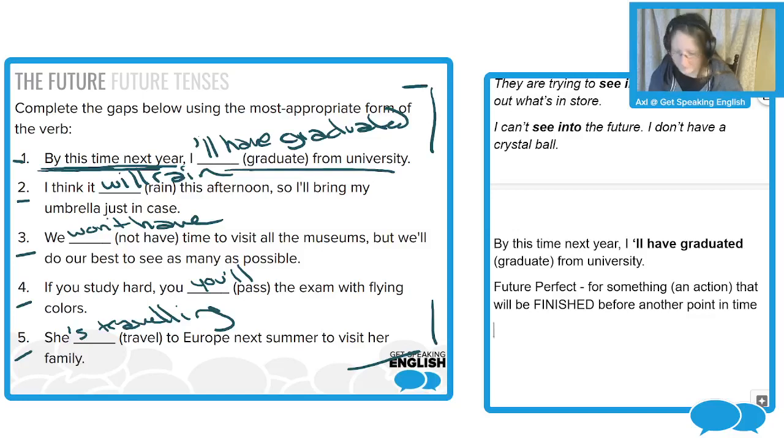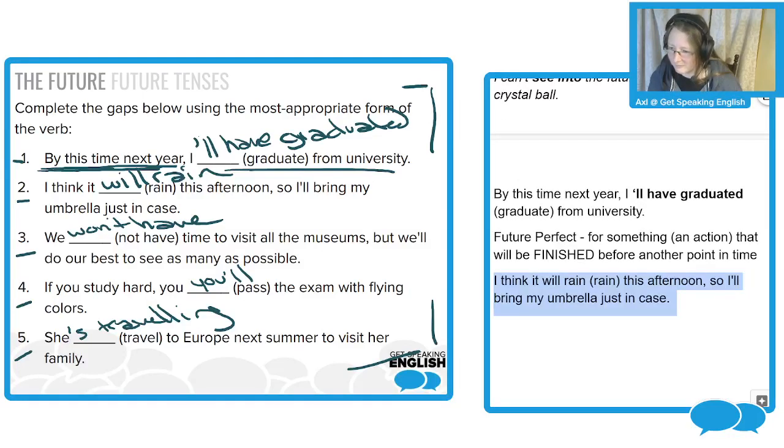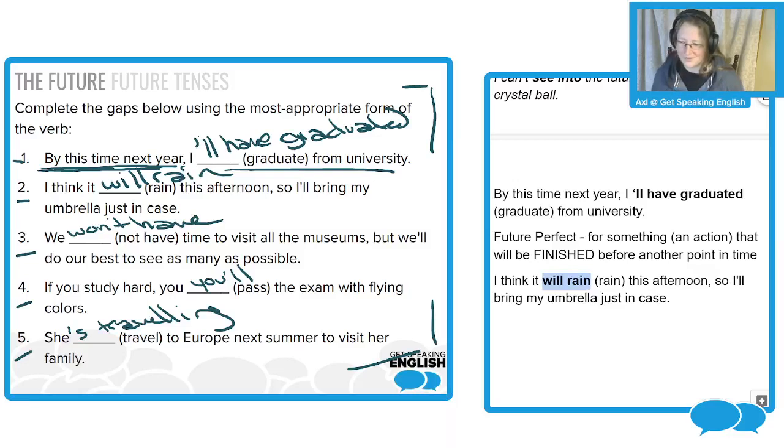Number 2, there we go. I think it will rain this afternoon, so I'll bring my umbrella. So typically, we're going to want to use will with any sort of those little that clauses, like I think that or I believe that. If we're thinking about the future, then often we'll use will plus verb. So it will rain, so it's just like a simple future. So I think it will rain this afternoon, so I'll bring my umbrella just in case.